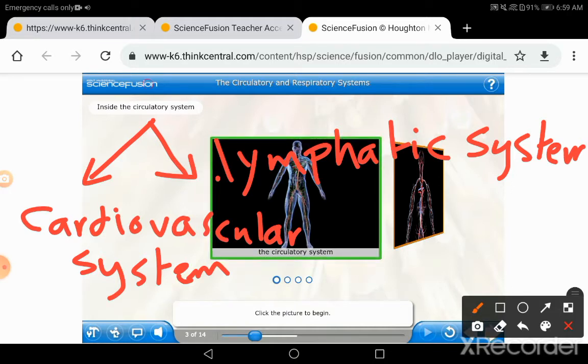In this slide, you will learn what the cardiovascular system stands for and what the lymphatic system stands for. Let's listen.